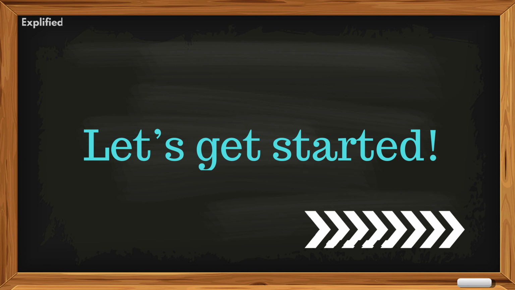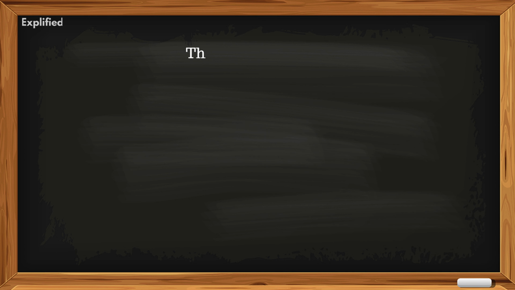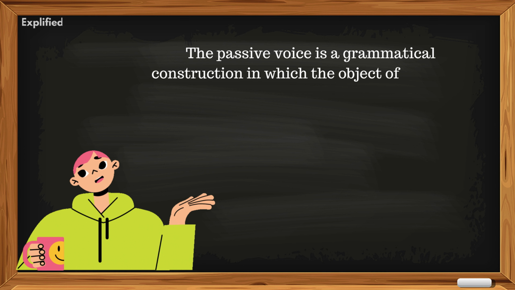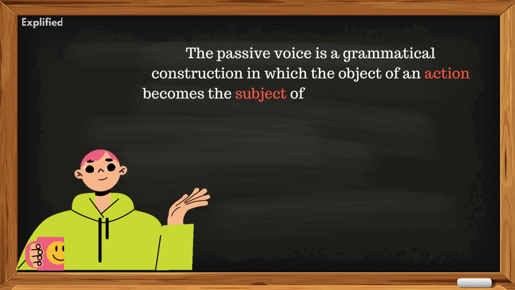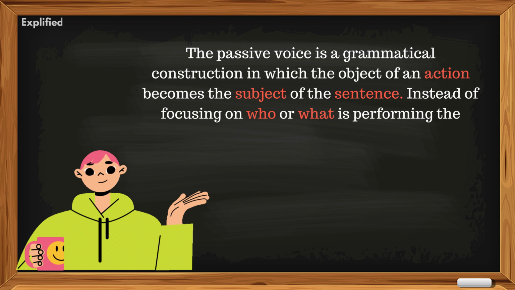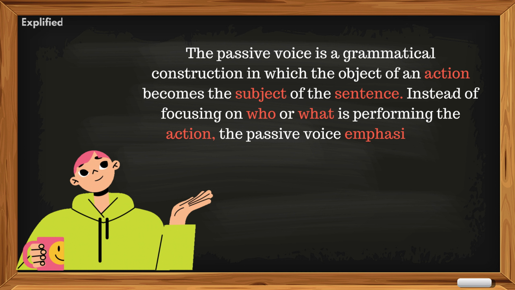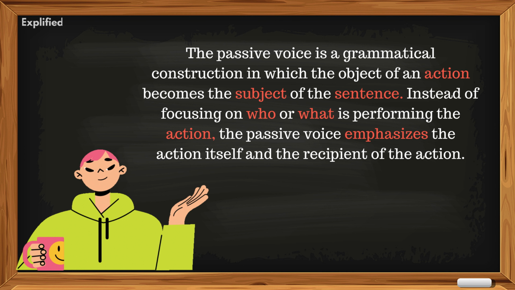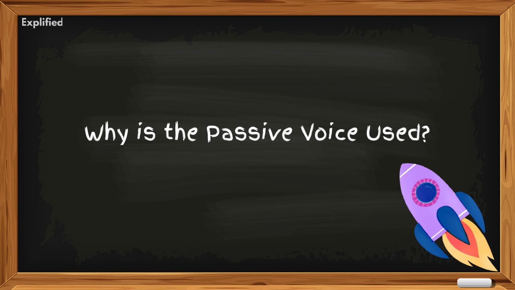Let's get started. What is the passive voice? The passive voice is a grammatical construction in which the object of an action becomes the subject of the sentence. Instead of focusing on who or what is performing the action, the passive voice emphasizes the action itself and the recipient of the action.